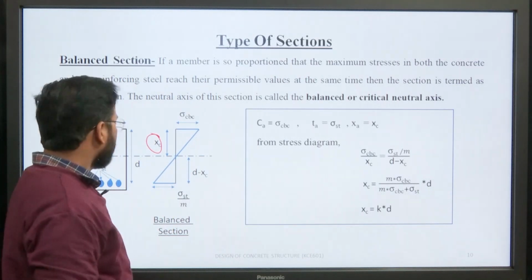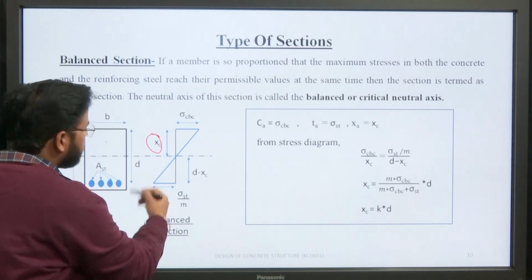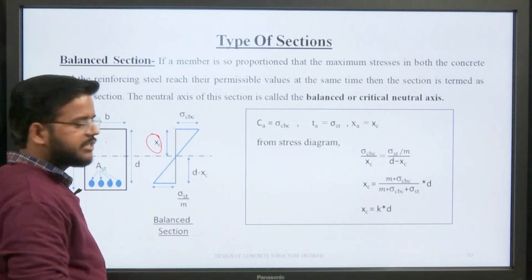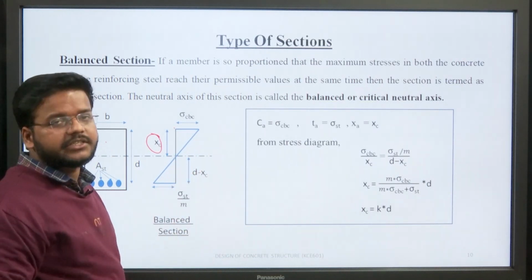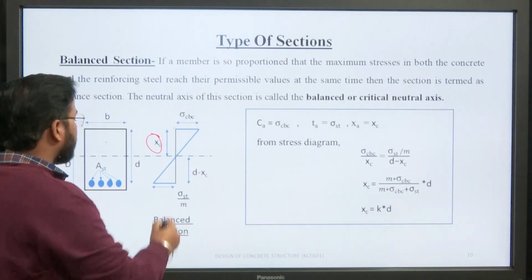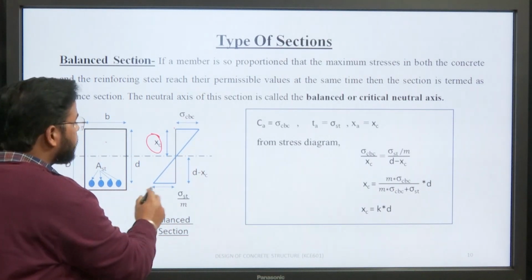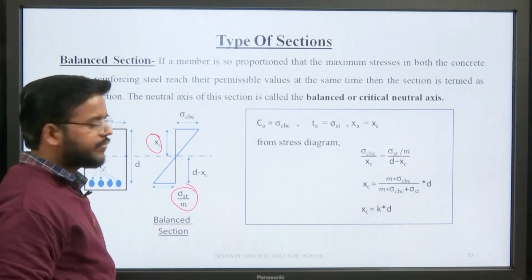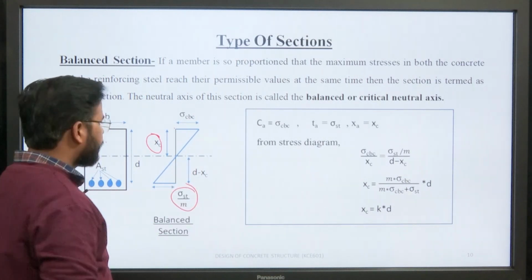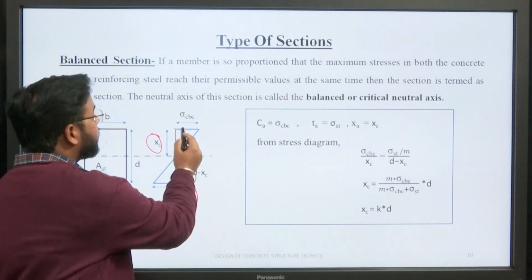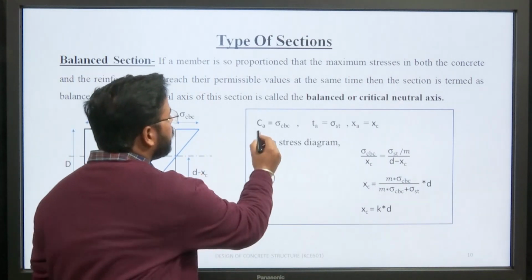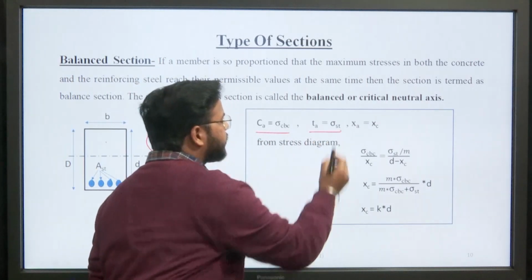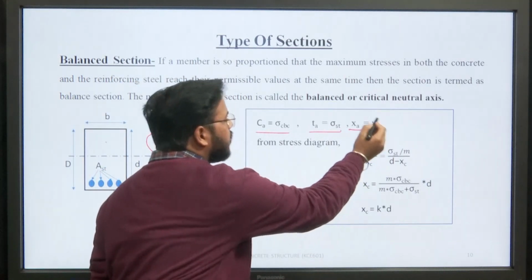Okay. So, this is basically the stress diagram. You can see that previously there was a stress diagram only in the compressive zone. Here there is only a line which represents the stress in steel, but here we convert the stress in steel to an equivalent concrete section. That is why it is divided by m. Okay. So, this is the stress diagram. From it we can see the extreme stress in the concrete fiber is sigma cbc, while the extreme stress in steel is sigma st, and the position of the neutral axis is the critical neutral axis.